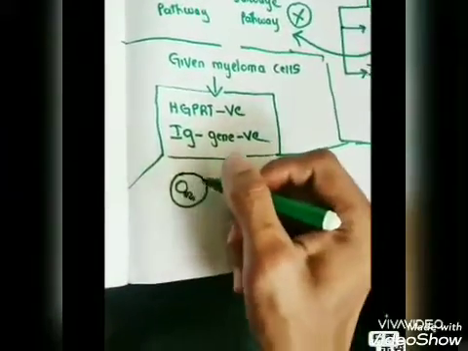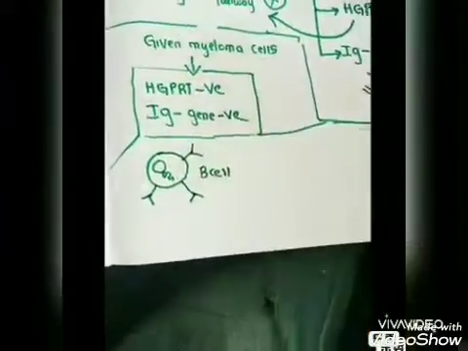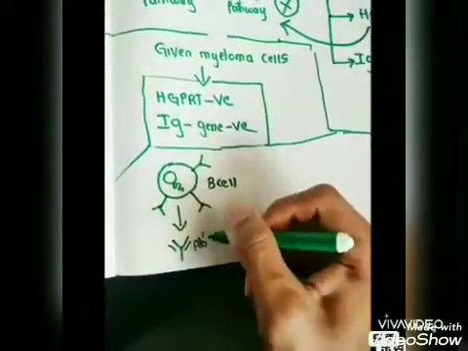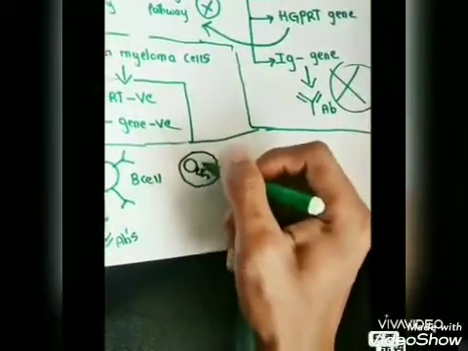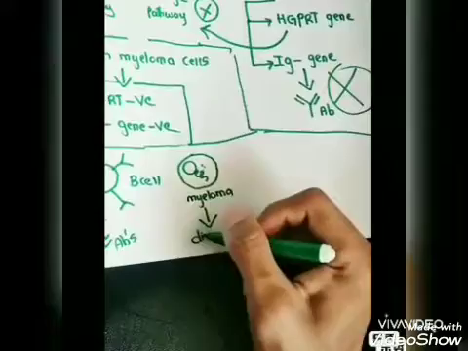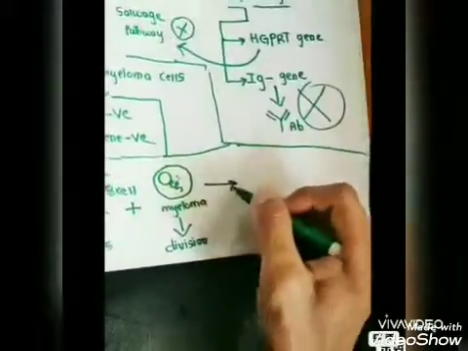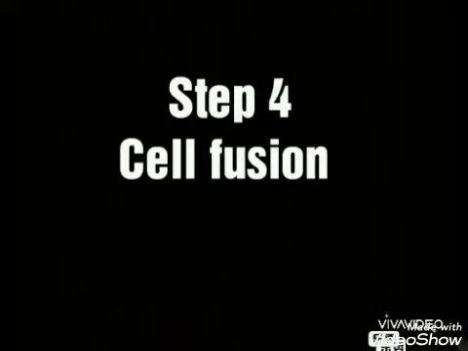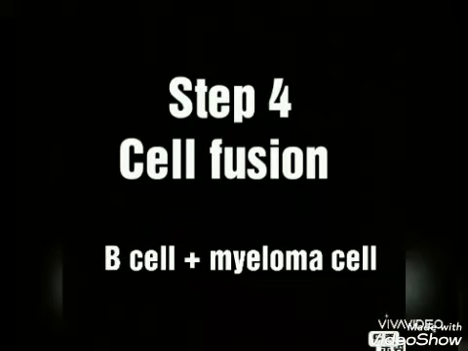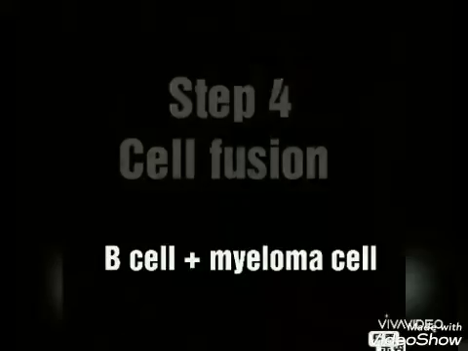So you have the B cells from the mice, which will provide you the antibodies, and you also have the myeloma cells, which will help in division. When you fuse these both, you will get a hybridoma. Now, the next step is cell fusion: fusion of B cell with myeloma cell.